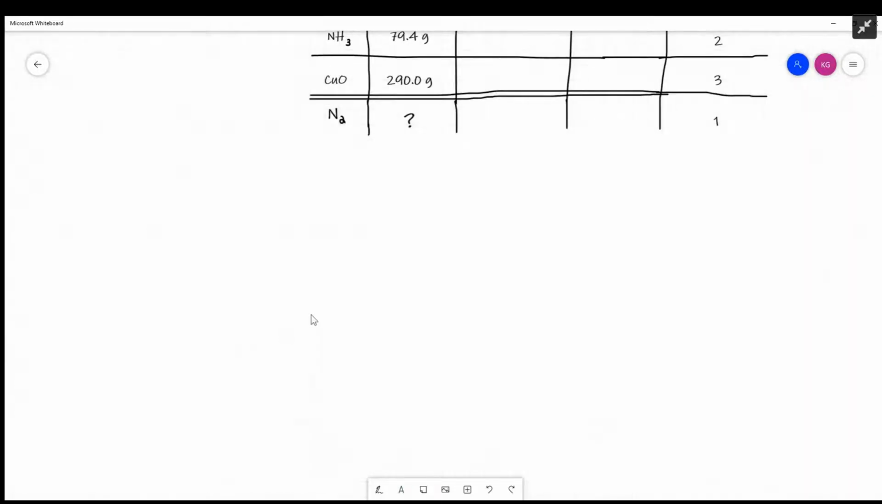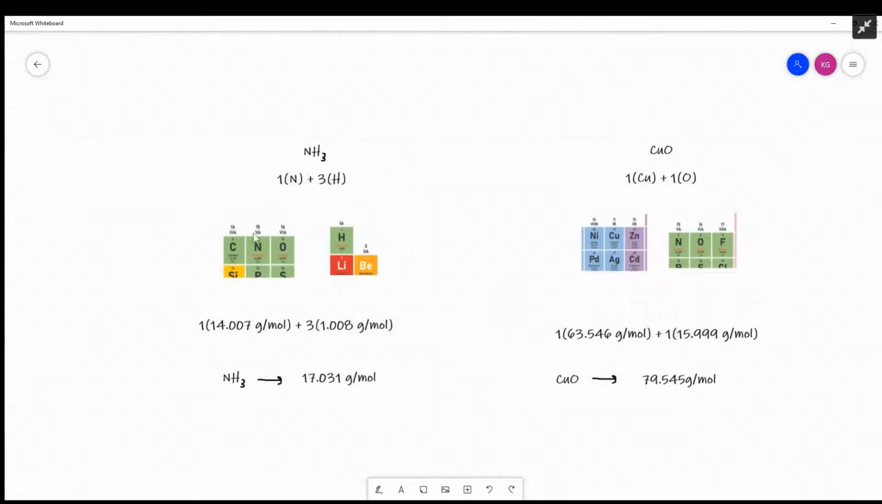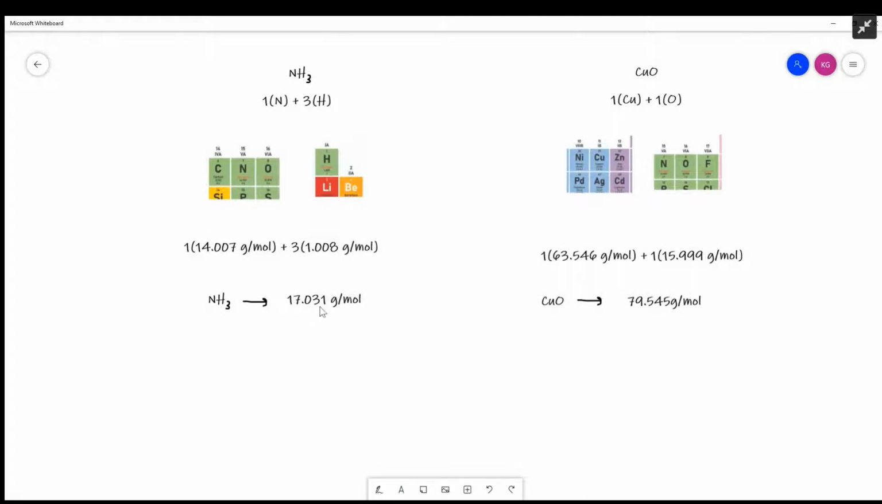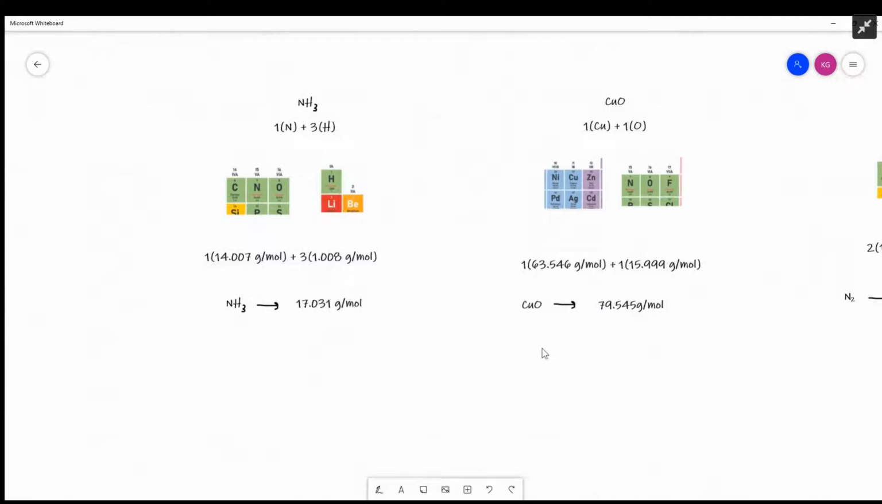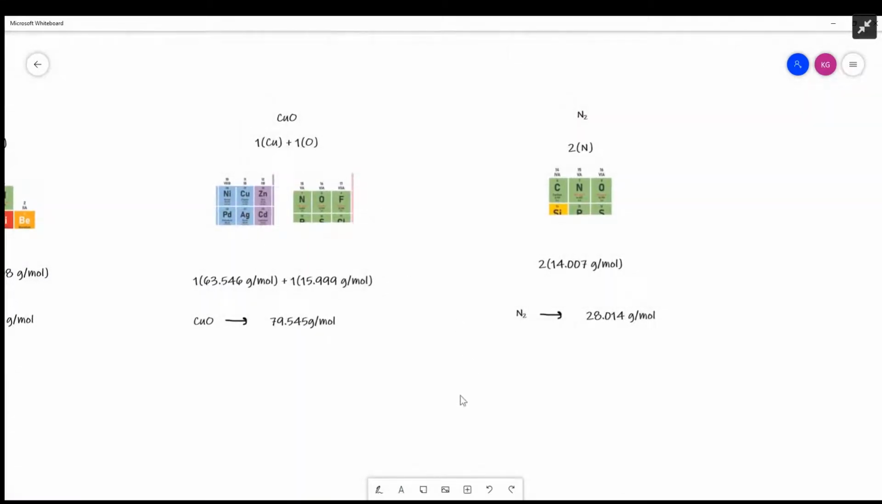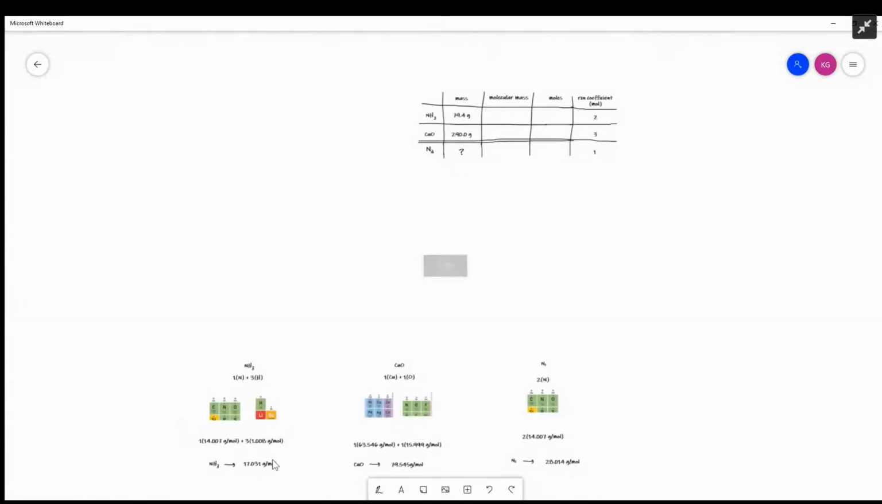Okay, figure out the molecular masses. To do that, you go to the periodic table, get the atomic masses of the components of the molecules, and add them. So we have 1 atom of nitrogen and 3 atoms of hydrogen in an ammonia molecule. So we get 17.031 grams per mole as the molecular mass of ammonia. And then you can do it similarly for the other 2 compounds. I'll just leave that on the screen for a second. Okay, so we can plug those in.